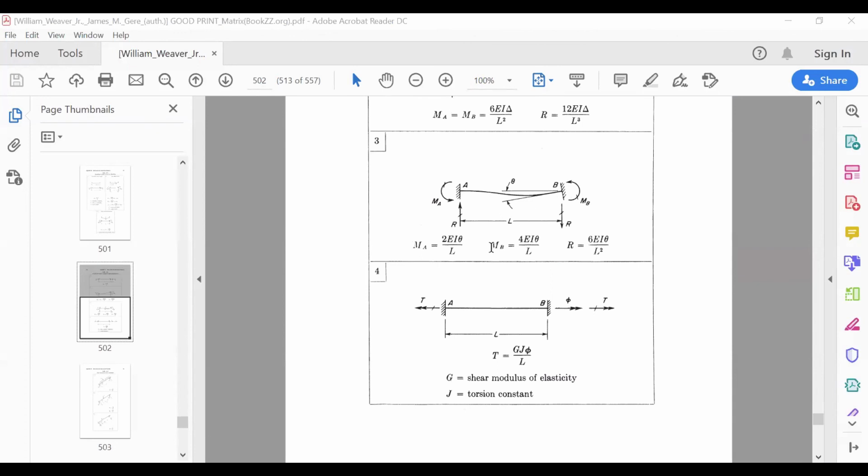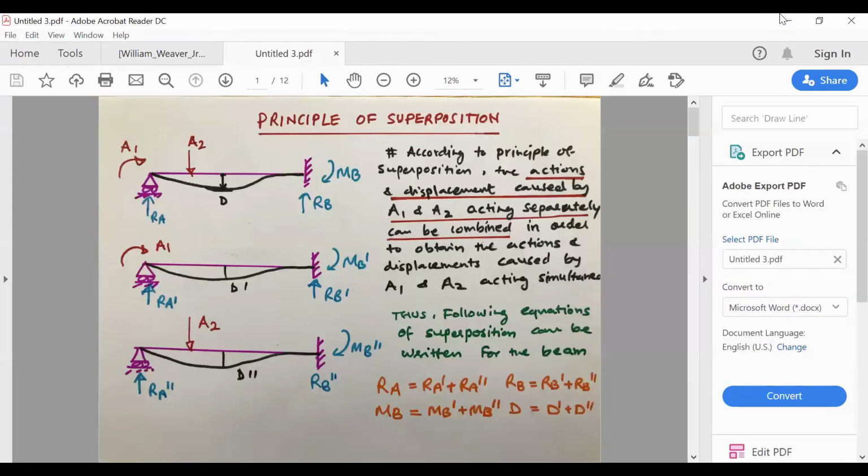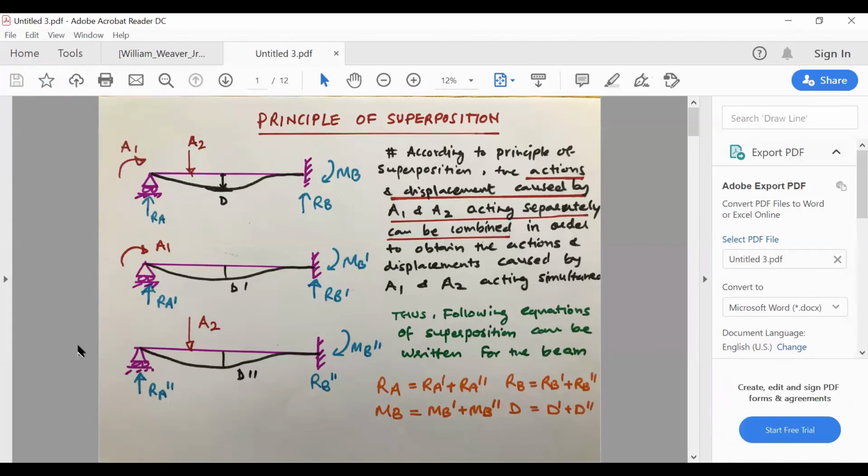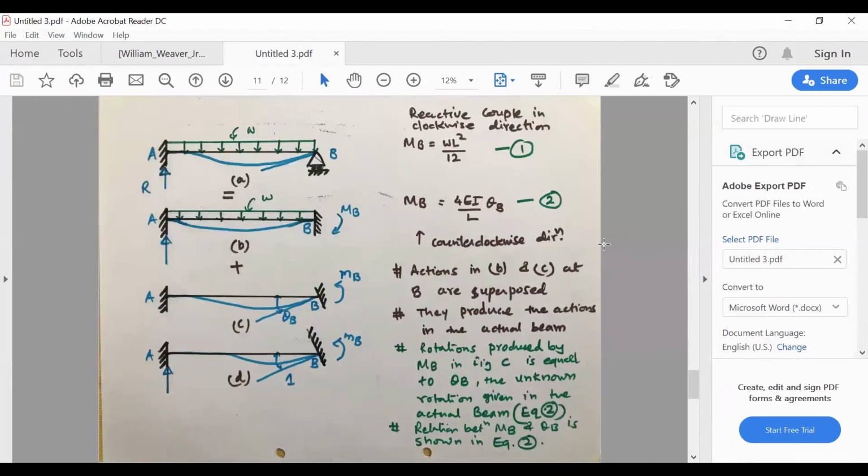Now, whether I know the value of MB or whether I know the value of theta, that is a question. But our objective is to write the equation in such a way that I relate moment and rotation, which was not the case earlier. Earlier, what has happened? All of you can see this diagram? Yes. So in the earlier case, what we have done?